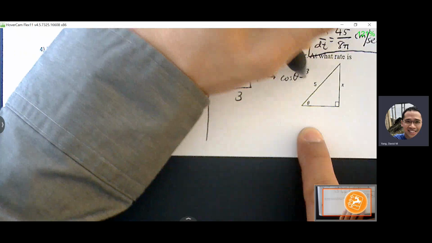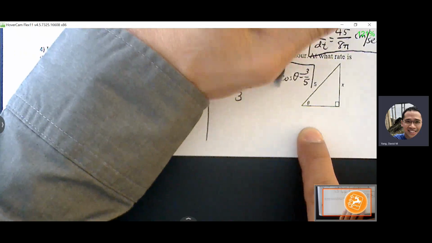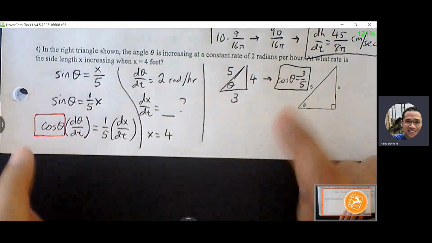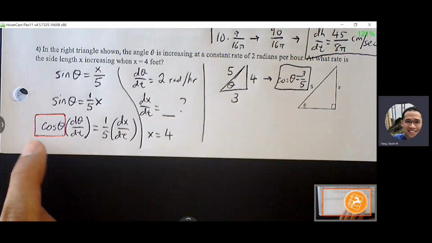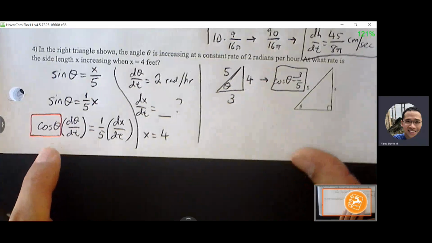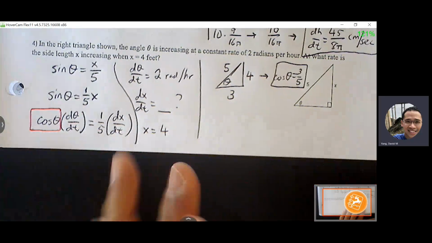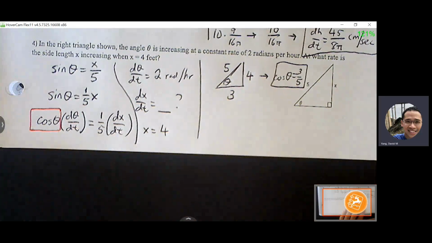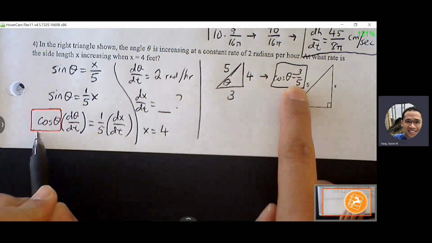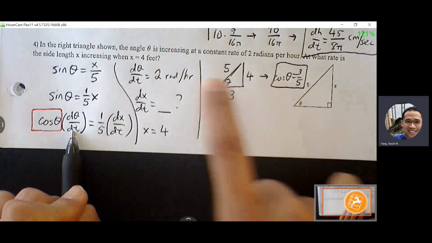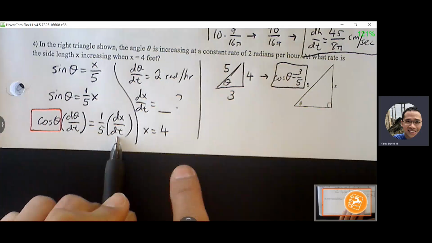So that's the hard part. That's the unique part about these trig related rates: you have to create another triangle to get the ratio replacement for your trig function, and then you're in the clear. Now you can just find the variable that you're looking for. So now I can make my replacement. Cosine theta is 3/5. d theta dt is +2. And I'm just solving for dx dt.